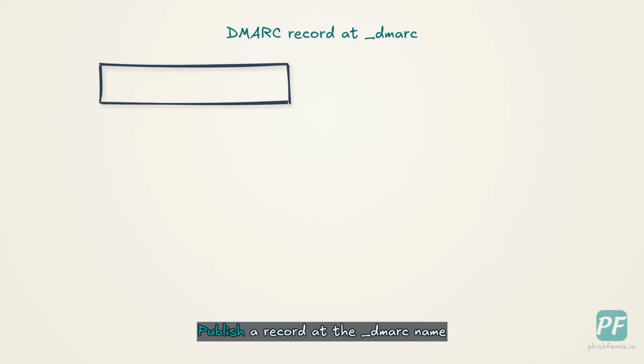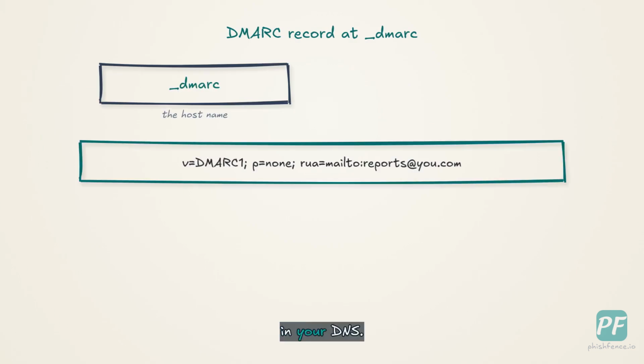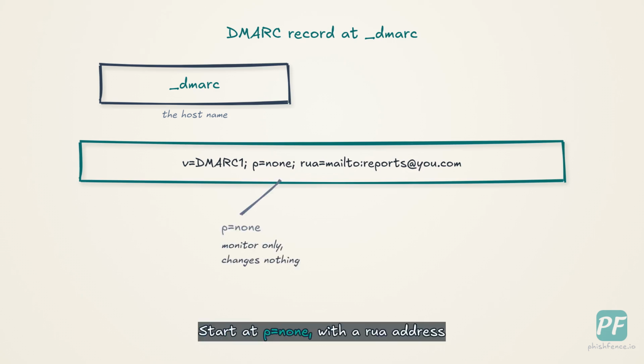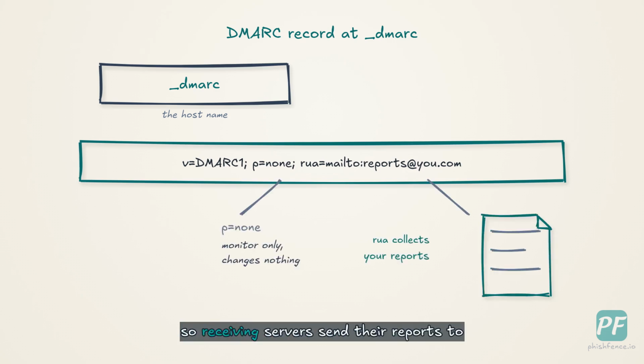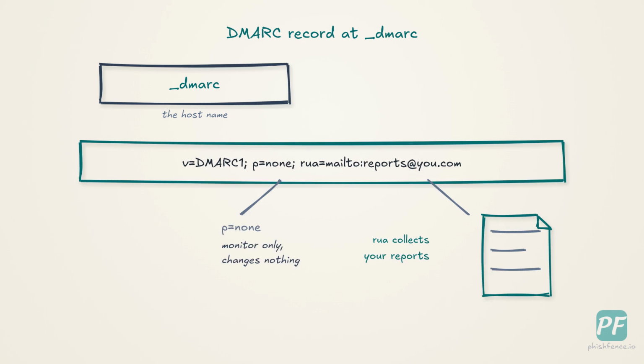Now DMARC. Publish a record at the _DMARC name in your DNS. Start at p=none with a RUA address so receiving servers send their reports to you.